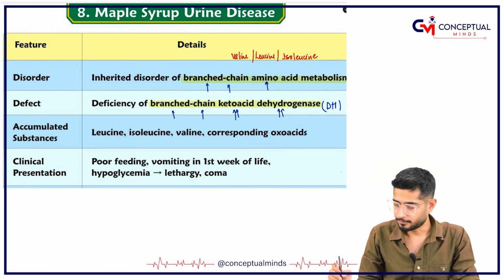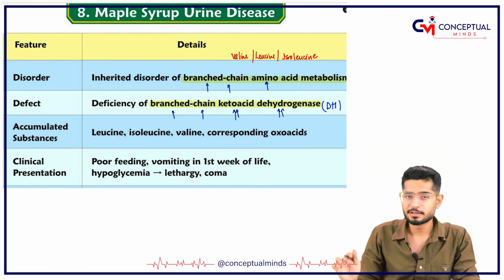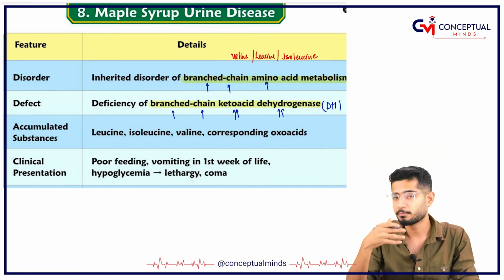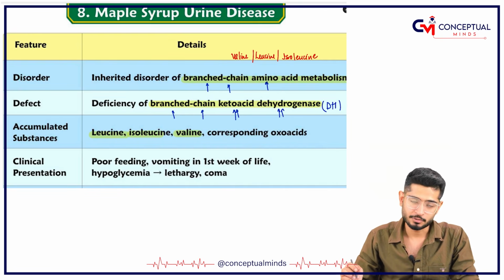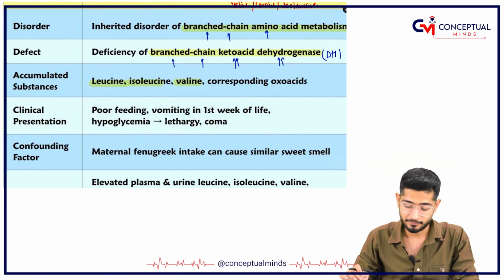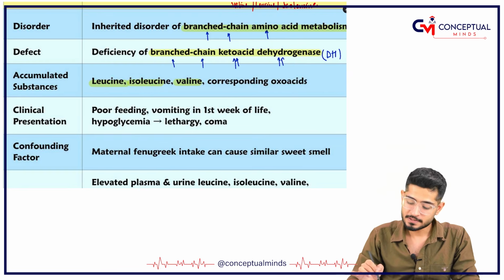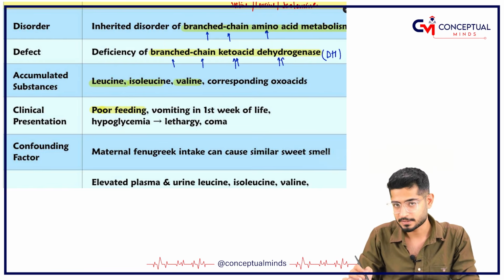Now dehydrogenase I have told you. Now what are the accumulated substances? All the branched chain amino acids like leucine, isoleucine, valine. All of these are going to get accumulated if the branched chain alpha-ketoacid dehydrogenase is defective. So what is going to happen? Because there is an accumulation of leucine, isoleucine, valine, this causes poor feeding, because whenever you are feeding the baby, these amino acids are going in, and because they are not getting metabolized, the body rejects the intake of these amino acids. That's why the baby doesn't like to feed.